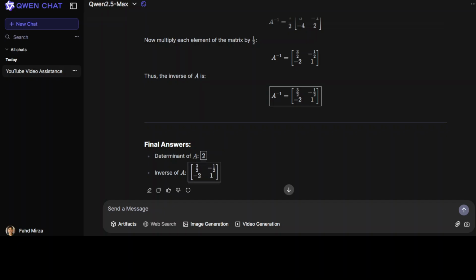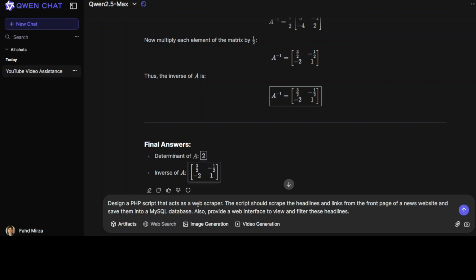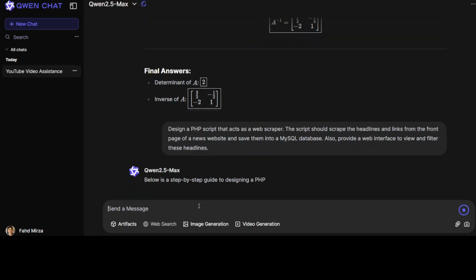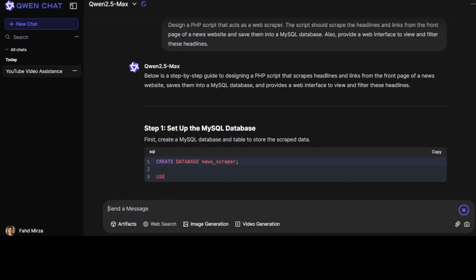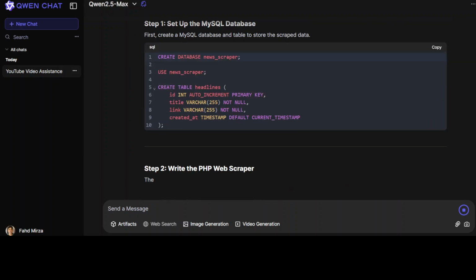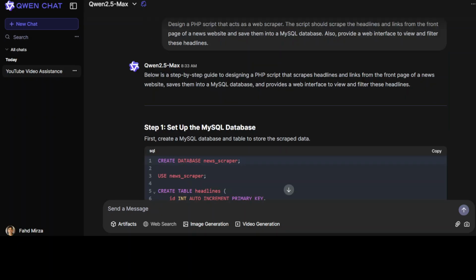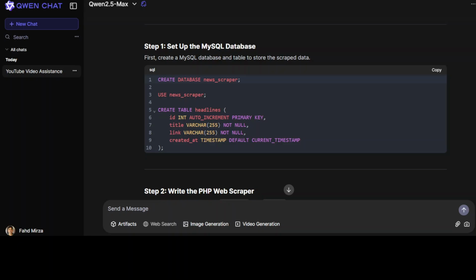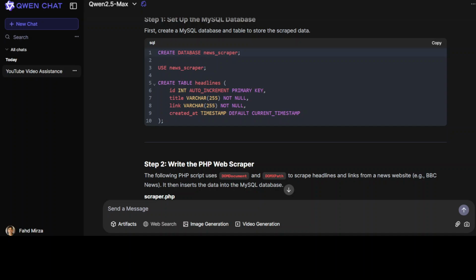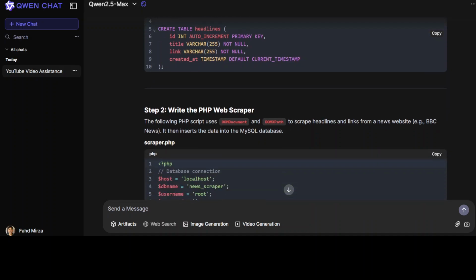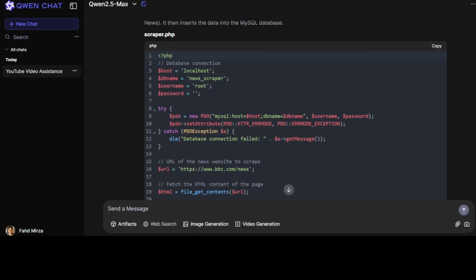Let's try out maybe a coding question. I'll go with a slightly older language, which is PHP, to devise a script that acts as a web scraper. Let's see how it goes with web scraping, which is quite a common task. And there you go. Look at the response. It looks really cool. It has, again, step by step. It has created the MySQL database, which works perfectly well with PHP under the LAMP architecture. And then it is writing the PHP scraper.